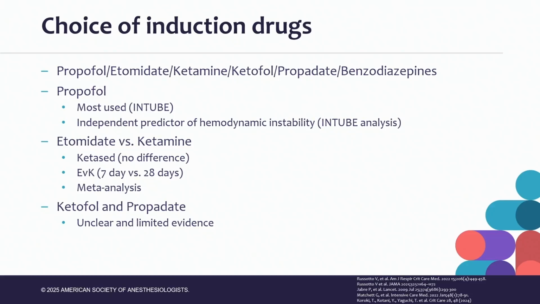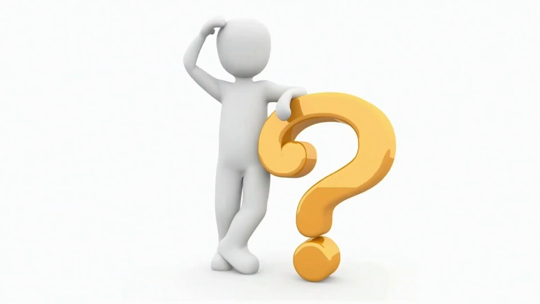Kera came out and said there's no difference between outcomes. Then EVK was done, which was published in 2023. It said at 7 days, ketamine had better outcomes, but at 28 days, there was no difference. There's a bunch of meta-analyses as well, but we don't know which one's better. With regards to ketofol and propodate, again, there's unclear and limited evidence to suggest their use. So now in this setting, we want to optimize this patient's hemodynamics, but we don't know what to do. Fluids don't help. Vasopressors may not help, and we don't know which induction agent to use. So maybe this is where POCUS can help us.